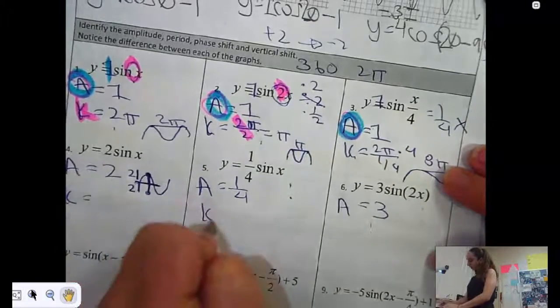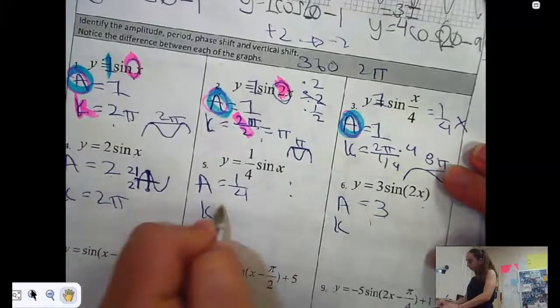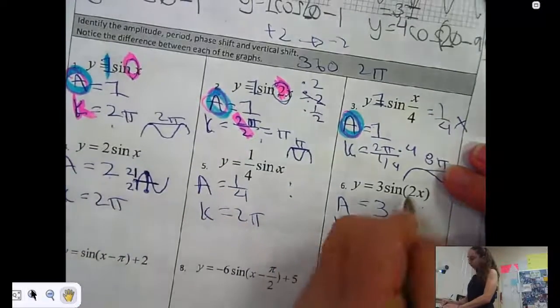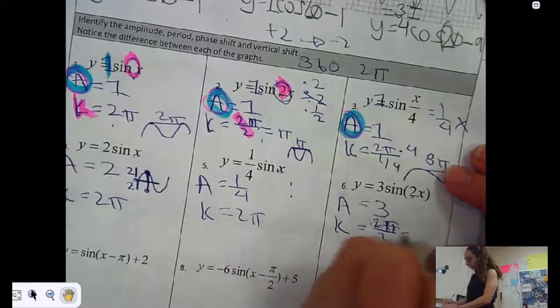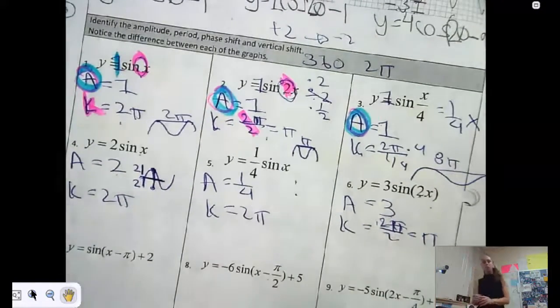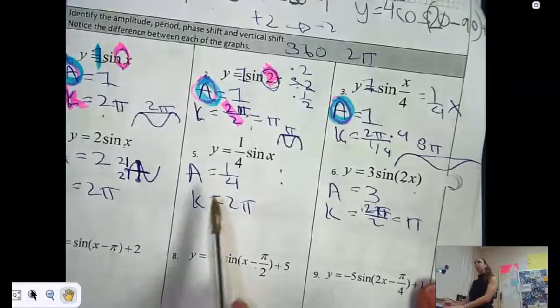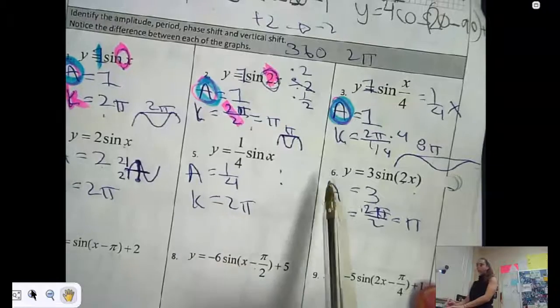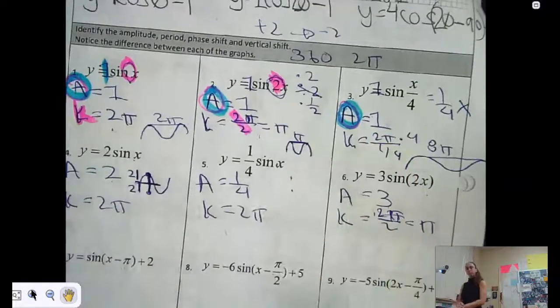Period. K, K, K. Is there anything there? Nope. Anything there? Nope. Anything there? Yep. 2 pi over 2, which is pi. Who is wider horizontally from hump to hump, from top to top, middle to middle, bottom to bottom? 5 or 6? 5, because the distance is bigger.